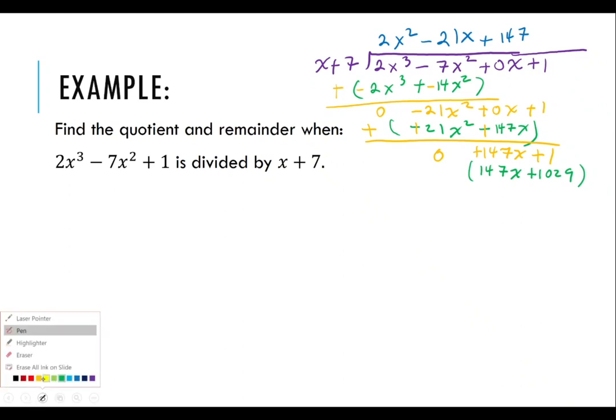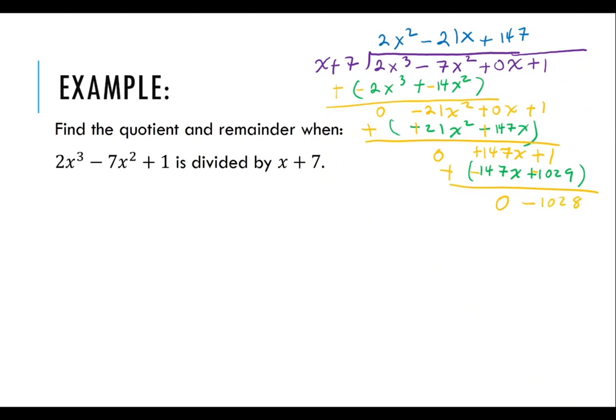Then next stage is subtraction. Distribute that negative. That is 147x minus 147x, that's 0. Positive 1 minus 1029, that's going to be negative 1028. Then notice that this is a degree 0 term. This is degree 1. We are finished. Thus, our quotient is 2x squared minus 21x plus 147. And the remainder is negative 1028.